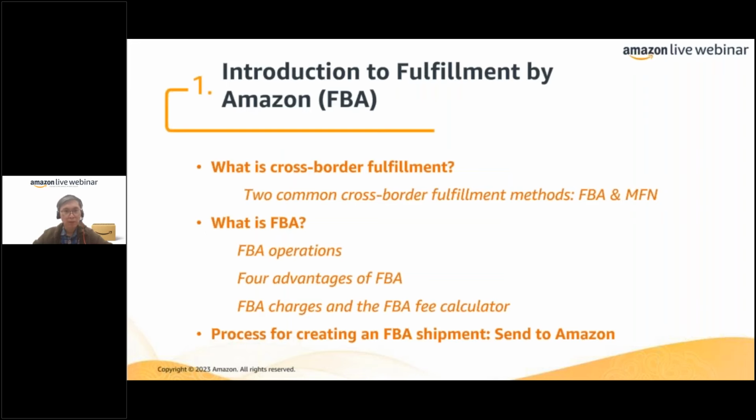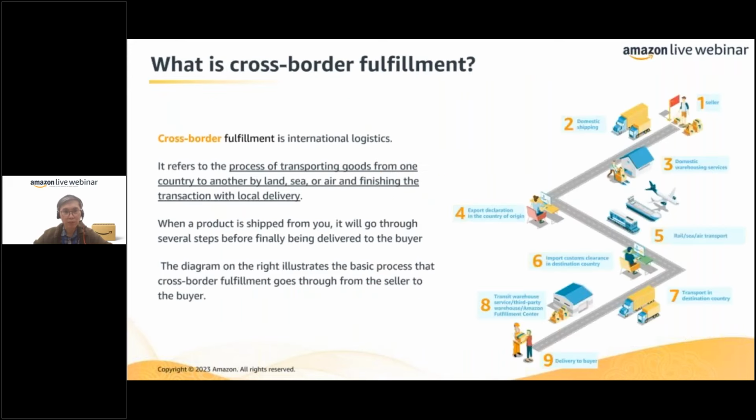First of all, I'm going to share with you there are two types of cross-border fulfillment, mainly FBA and MFN. I will share with you what it is about. So what is cross-border fulfillment? I'm pretty sure all of you know. In short, it just means fulfillment via international logistics.